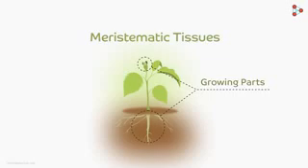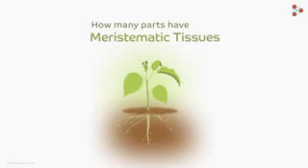Growth is restricted to only certain parts of the plants. What's interesting is that meristematic tissue is named differently based on the part where it is found. And do you know how many such parts of plants have meristematic tissues? 3 different parts. That's correct. 3 different parts have meristematic tissues. The meristematic tissues in each of these parts has different names.